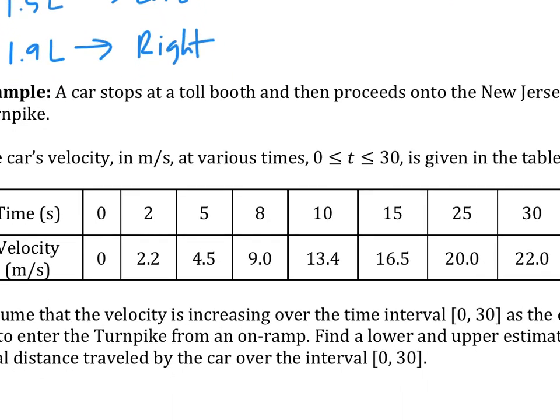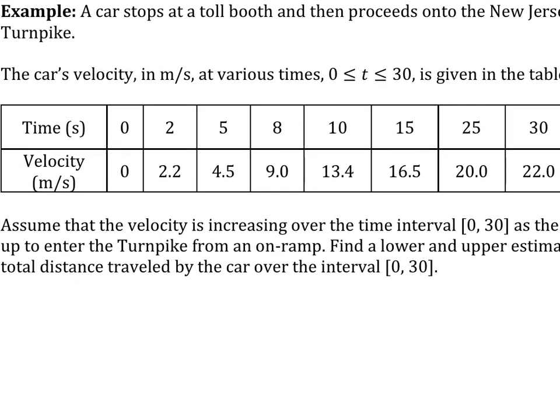A car stops at a toll booth and then proceeds onto the New Jersey Turnpike. The car's velocity in meters per second at various times 0 to 30 minutes is given in a table. Assume the velocity is increasing over time, as the car speeds up to enter the turnpike from an on-ramp. Find a lower and upper estimate for the distance traveled by the car over the interval 0 to 30. Okay, let's do a lower estimate.